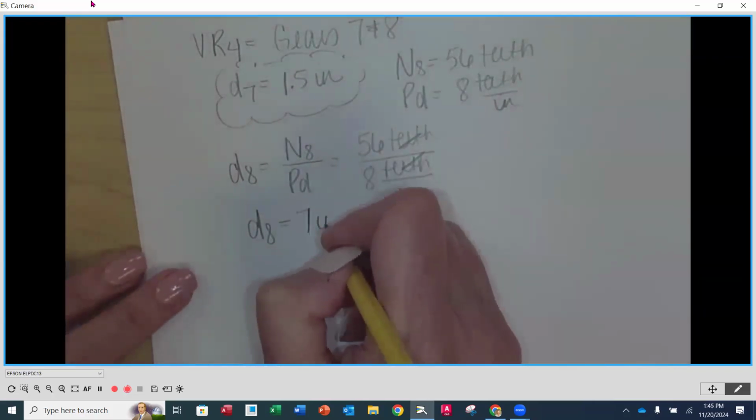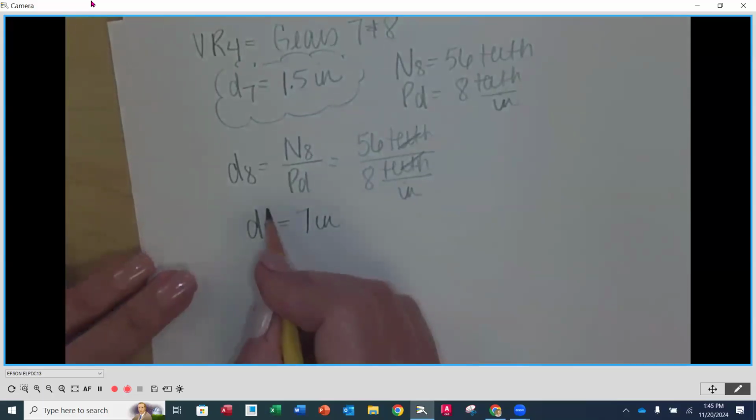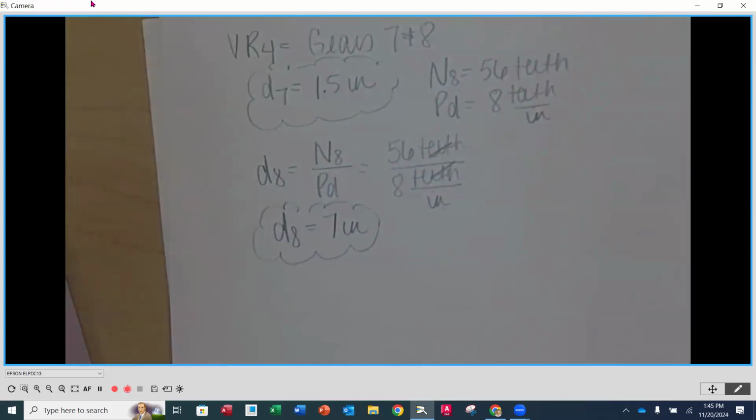So you should get 7 inches. Okay. Everybody get that? Okay. So now we'll do our center distance first, since we have all of these pitch diameters.